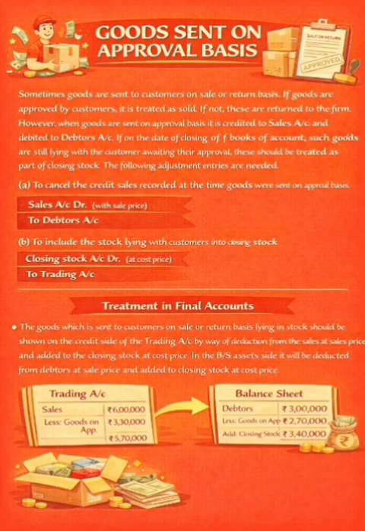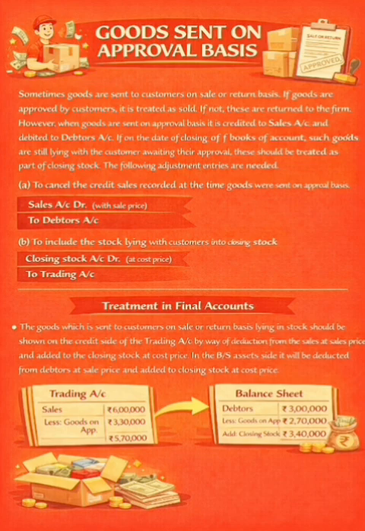Treatment in final accounts. The goods which are sent to customers on sale or return basis and lying with them should be shown on the credit side of the trading account by way of deduction from the sales at sales price and added to the closing stock at cost price. In the balance sheet assets side, it will be deducted from debtors at sale price and added to closing stock at cost price.